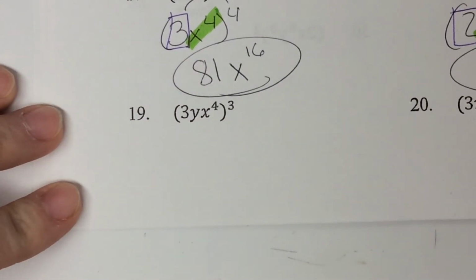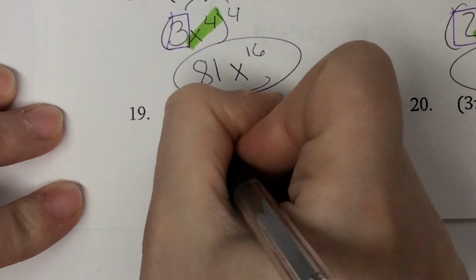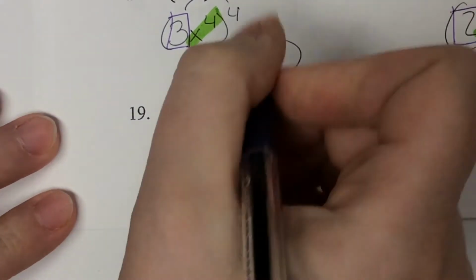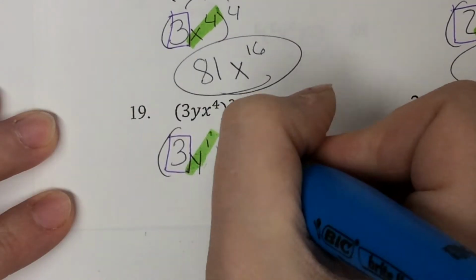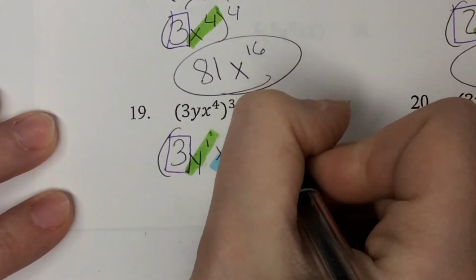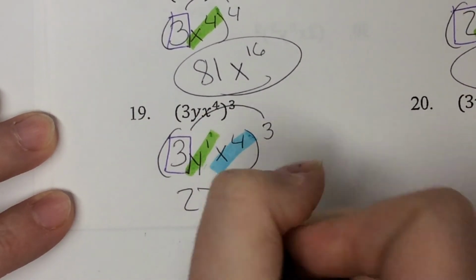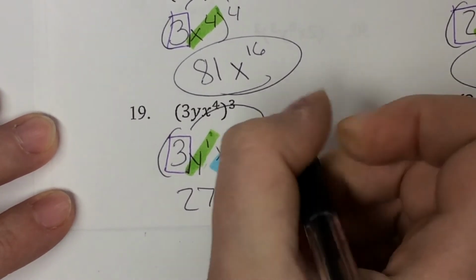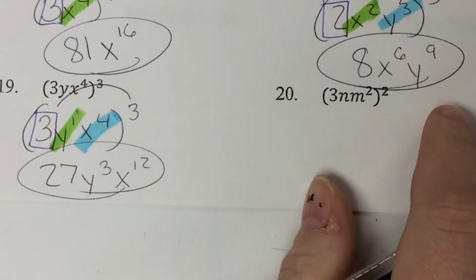Number 19. Remember, in number 19, y does not have an exponent, but let's write it. 3y to the first power, x to the fourth, and the whole thing is being cubed. So we need to box our coefficient, highlight our variable, and then distribute. 3 to the third power is 27. Y, 1 times 3 is third power. X, 4 times 3 is 12. Okay, let's do one more.